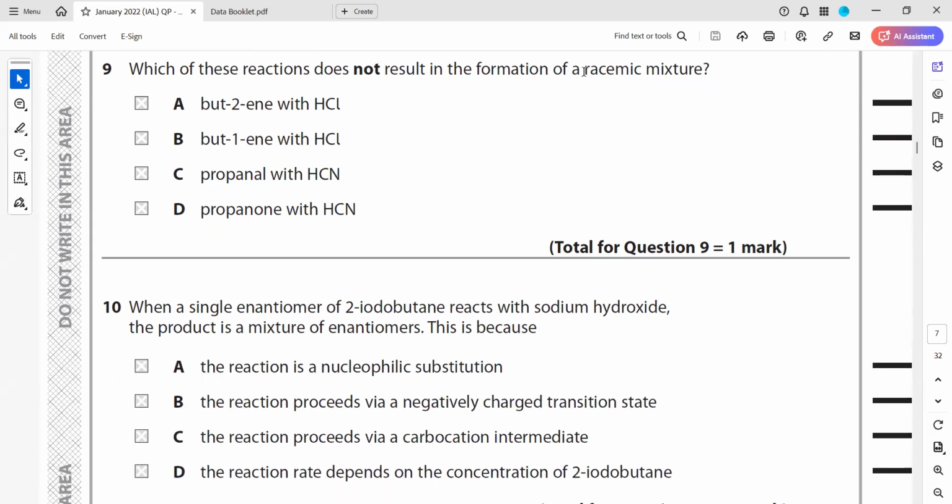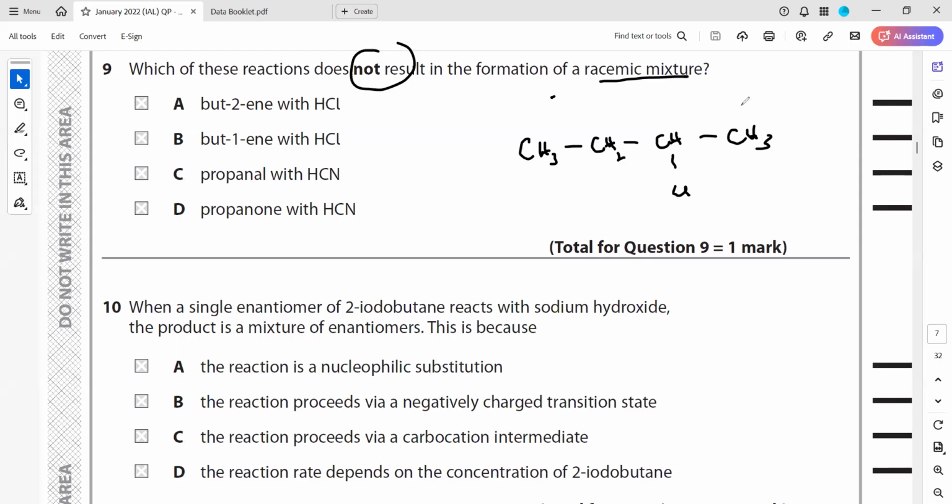Question 9 and 10. Which of these reactions does not result in the formation of a racemic mixture? 2-butene plus HCl. So butene is CH3, CH, double bond CH, and then CH3. And when it reacts with HCl, an addition reaction will happen or occur. On one side hydrogen will be added and on the other side Cl will be added. So this will form a.